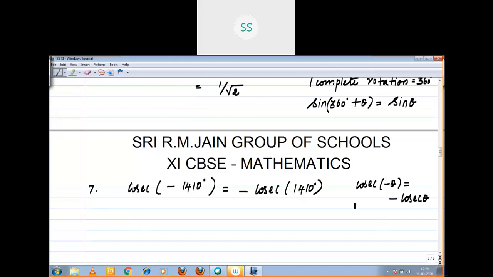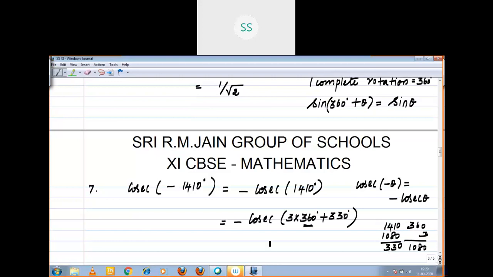I said one complete rotation equals 360 degree. That means how many complete rotations are over? 3 into 360 degree. That means how much? 3 sixes are 1080. Got it, children? Then how much remaining? After that, you have to subtract 1410 minus 1080, that is 330. Got it? Plus 330.